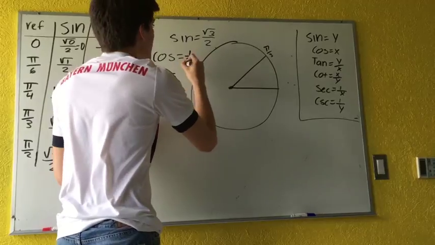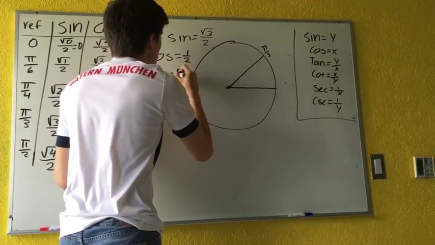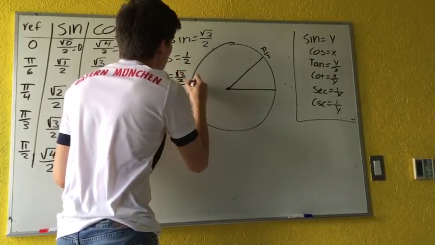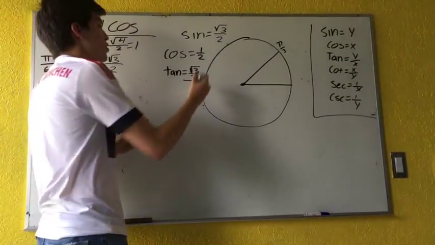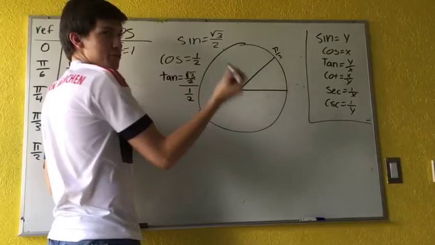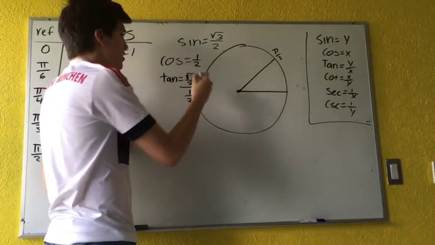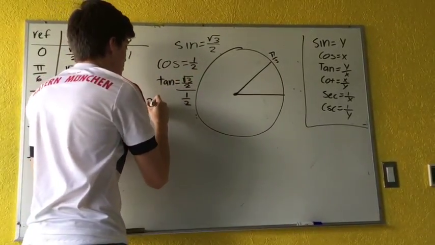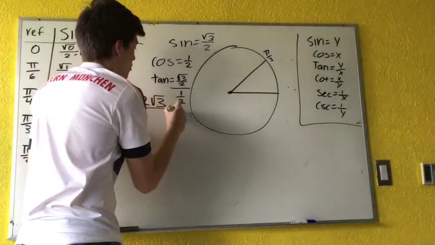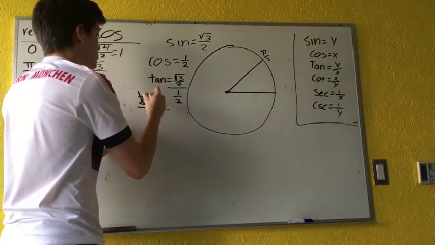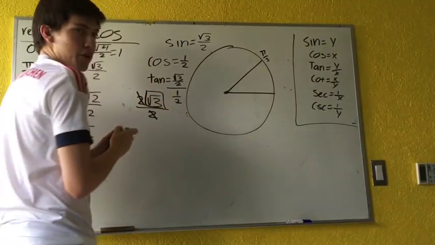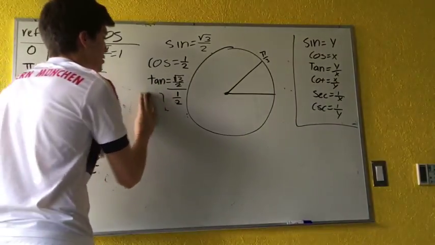Let's go to tangent. That's going to be root square of 3 over 2 divided by 1/2. So now we need to solve this division. So we use the sandwich law. That's going to be root square of 3 over 2, and we simplify this, and the result is going to be the root square of 3. That's the tangent.